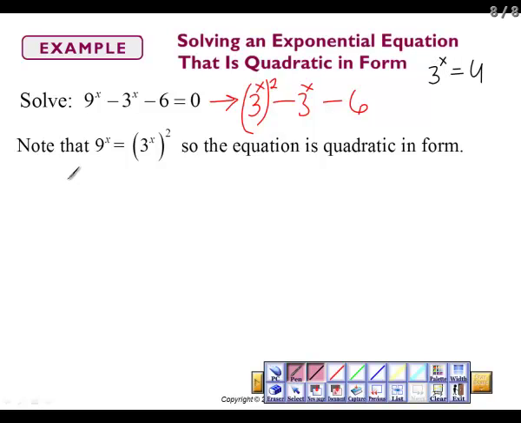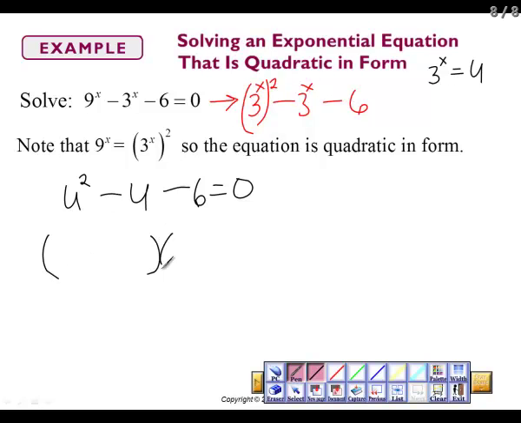And so when you do that, this first term becomes u squared minus u, because the 3 to the x is u. So now this is just u squared minus 1u minus 6 equals 0. So we've substituted the 3 to the x power for u. And that's where the u squared is. And then minus, and the 3 to the x, that would be just u there, minus 6.